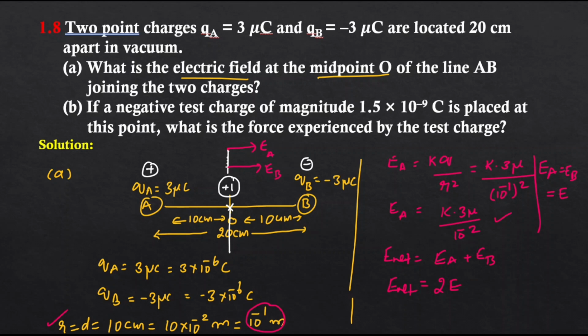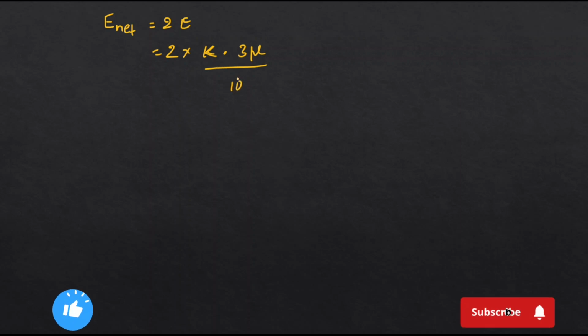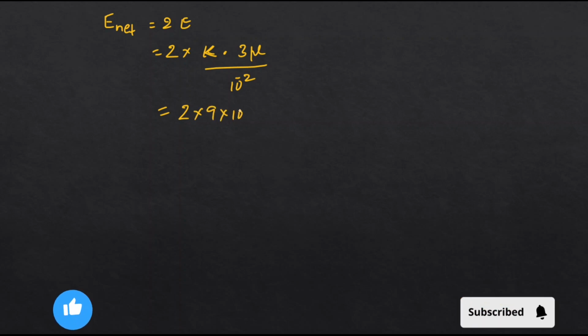Once again we can put all the values here. Now tell me once again what we got here. E net is equal to 2 into E. Already we know the E value, K into 3 microcoulombs by R square. R square, how much? 10 to the power minus 2 we got. Now I am putting all values here. 2 into K value, we know that is 9 into 10 to the power of 9, into 3 into micro, meaning 10 to the power minus 6, whole by 10 to the power minus 2.